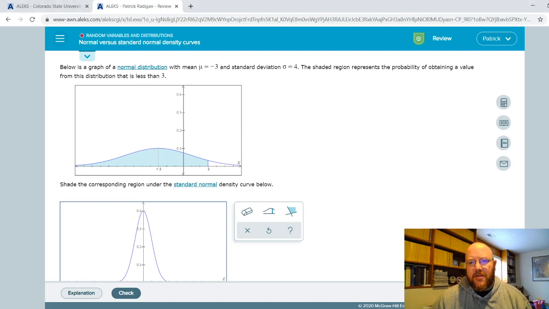Hey guys, got a request here from a student to cover a Chapter 7 problem. This one right here, normal versus standard normal density curves. This one's pretty easy, and if you get this one right, a lot more of the ones down the road will be a lot easier.